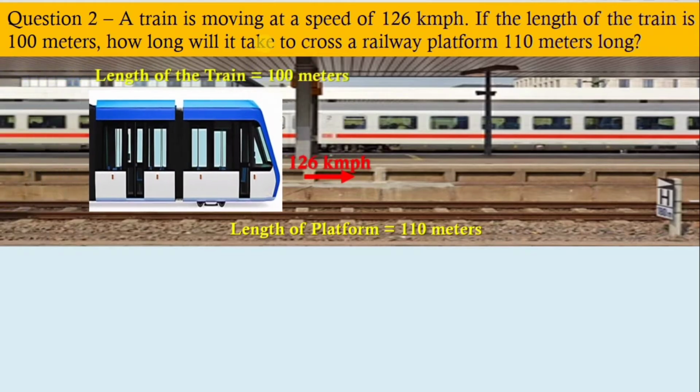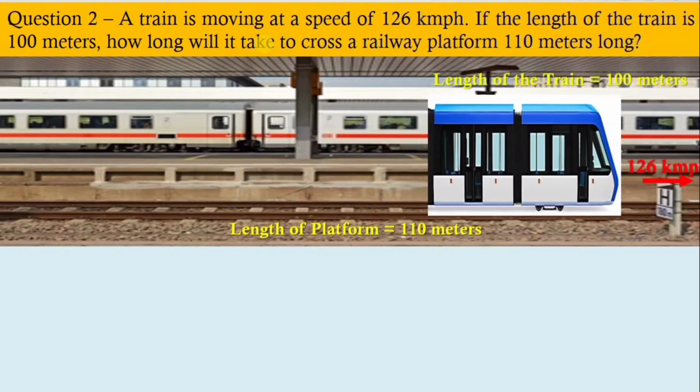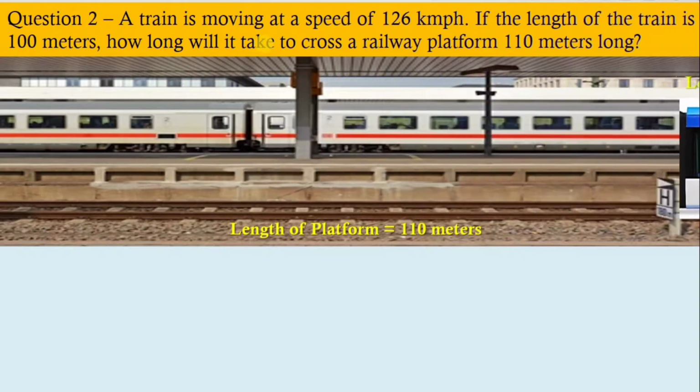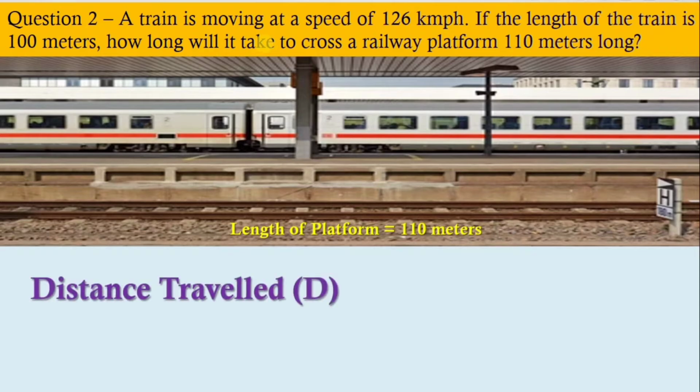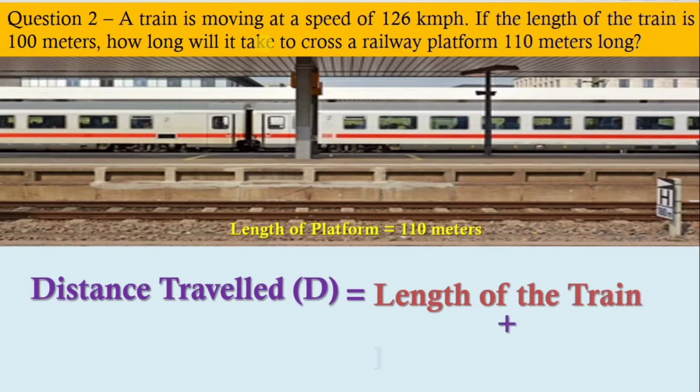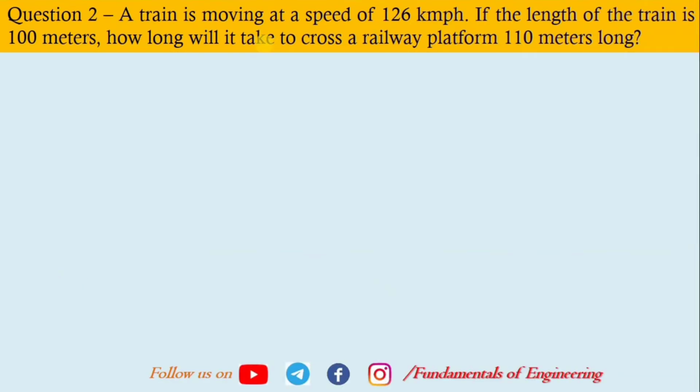Now it is crossing the platform, moving with a speed of 126 km per hour. In this case, the distance traveled by the train we have to take is equal to the length of the train plus the length of the platform. So the distance traveled is the length of the train plus the length of the platform. Now the values are given. Speed is 126 km per hour, which we can convert into meters per second.